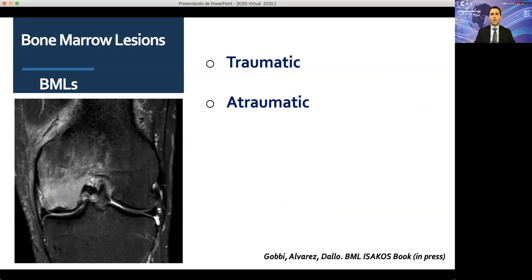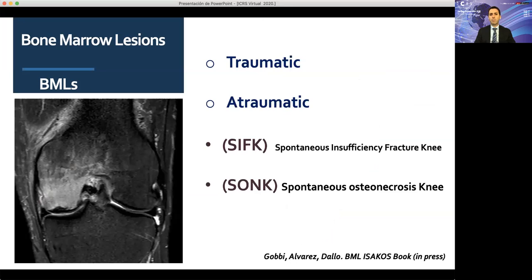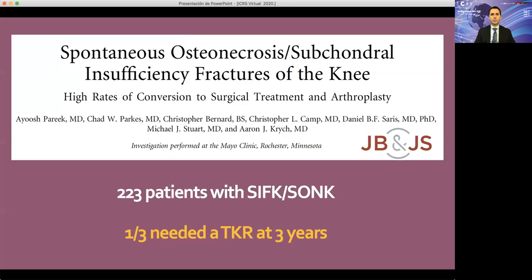So that's why it's very important to divide them in two big groups, a group of traumatic bone marrow lesion and a group of atraumatic bone marrow lesion, where there are different stages, like the so-called concept SIFC, the spontaneous insufficiency fracture, or SONC, spontaneous osteonecrosis, that could be the next step after SIFC. And of course, earlier stages of OA occur with bone marrow lesions.